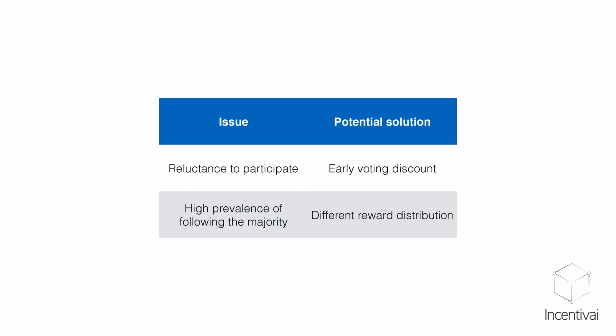Another problem we're going to identify is a high prevalence of following the majority, which means that a lot of users, rather than use their own noisy private information about what the outcome is likely to be, just choose to look at how others have voted and copy that. A potential solution for that is to use a different reward distribution. So let's see how that actually plays out.